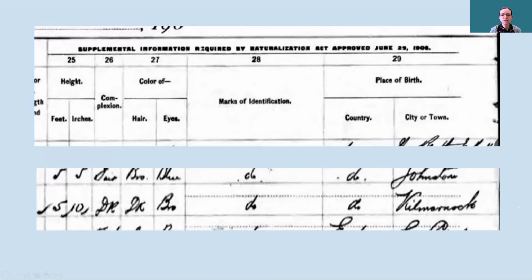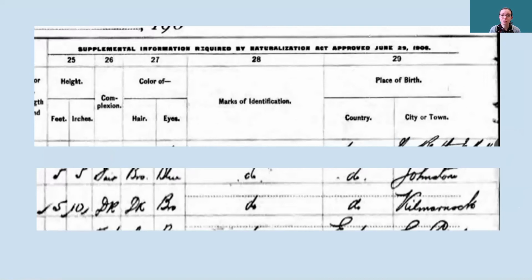And then we get these new supplemental questions that are added after 1906. So we have his height. We know he was 5'10", had a darker complexion with dark hair and brown eyes. He had no identifying marks. There's just a little DO, ditto, for no marks going down that line. And then lastly, his place of birth was again in Kilmarnock. So it looks like he probably spent his entire life in that town before coming to the United States.